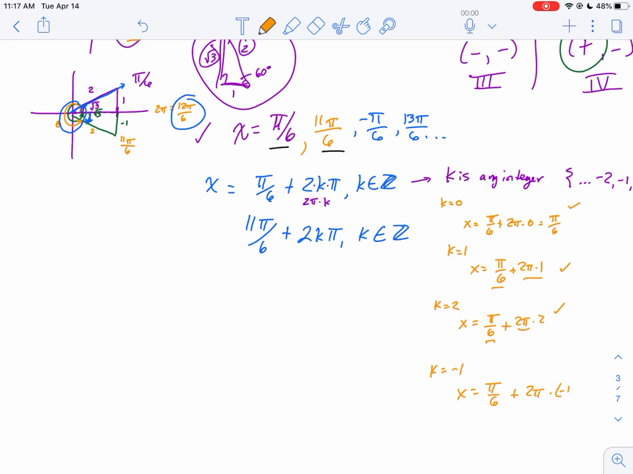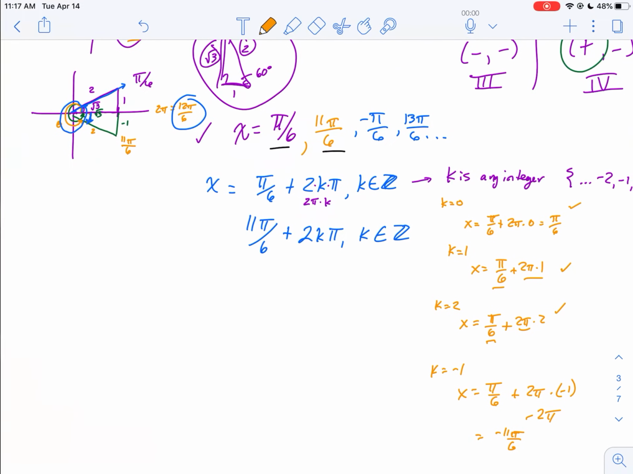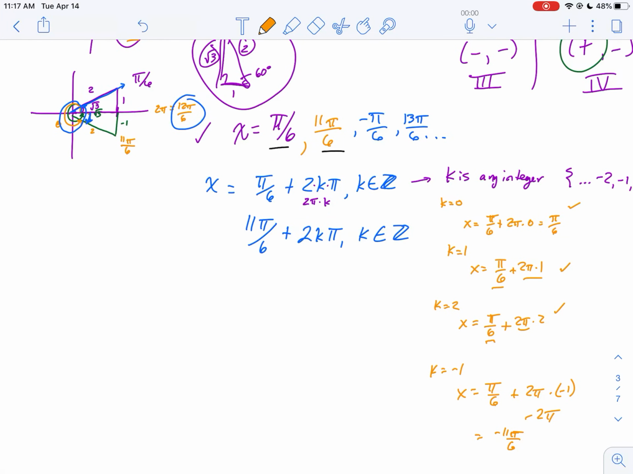What if k is negative? Let's do that quick. What if k is negative 1? Then x equals pi over 6 plus 2 pi times negative 1, which is really negative 2 pi, which means I'm going backwards. So that means start at pi over 6 and then go backwards a circle. That's going to give me another solution, which in this case ends up being negative 11 pi over 6. And we can see, maybe you aren't convinced here, but if we go back to the graph, what is the solution back here? Do you see? Negative 11 pi over 6.